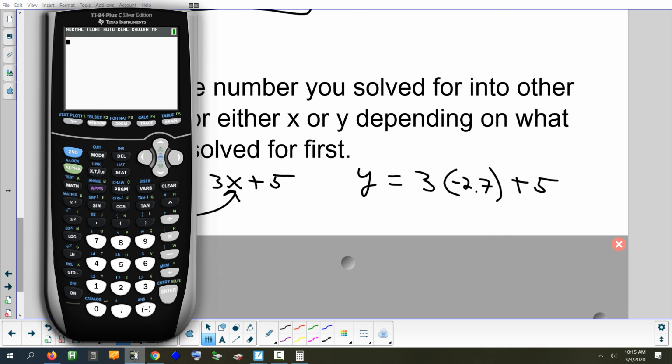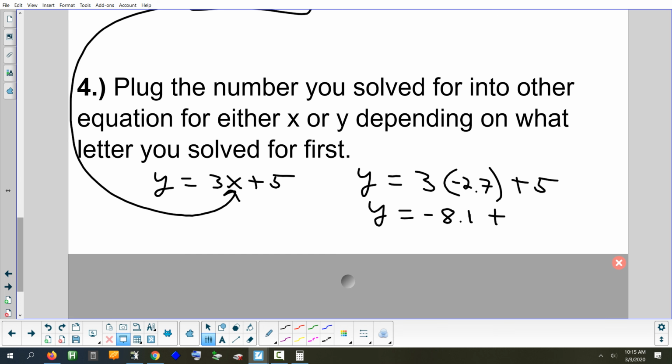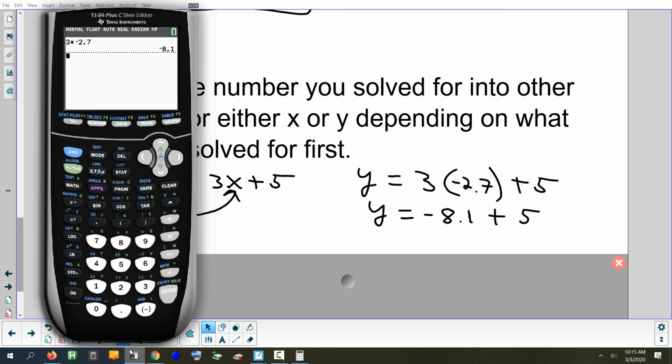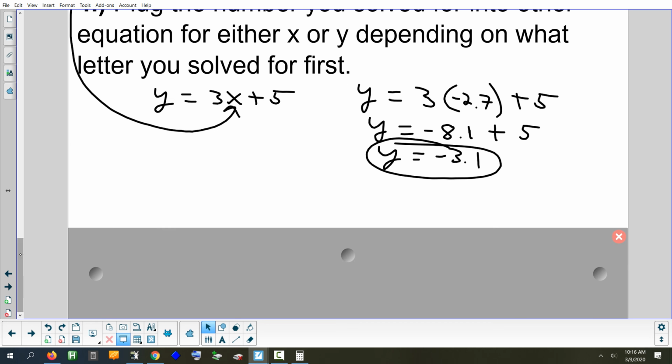Okay, so let's use our calculator. 3 times negative 2.7. That gives me negative 8.1. And what am I adding to that? 5. All right, so let's just use our calculator again. Negative 8.1 plus 5. Negative 3.1. Now we know x and we know y, and we're done.